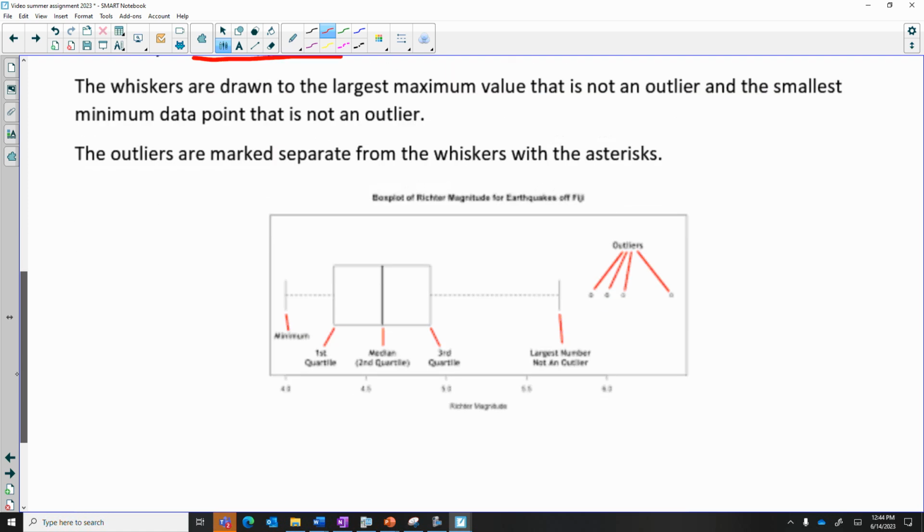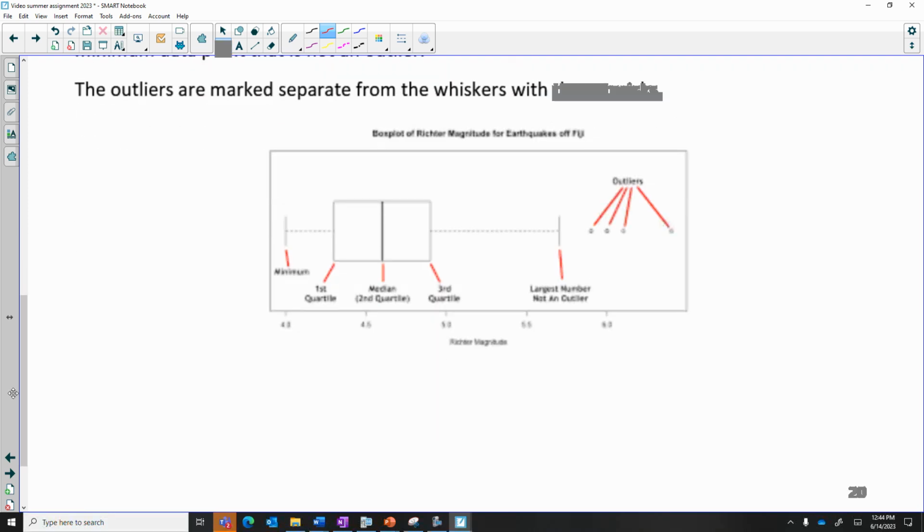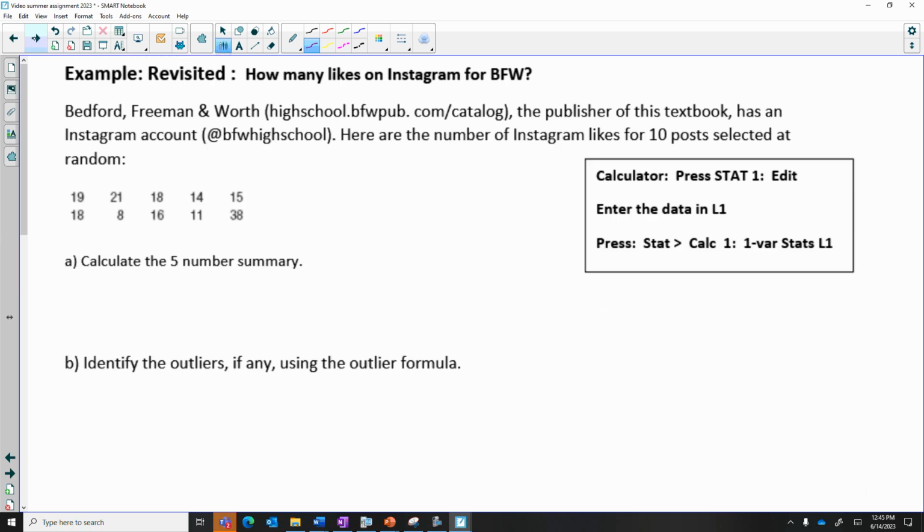You see this is the box plot, and then you see that the outliers are labeled here on the right, which I will highlight in purple. 1, 2, 3, 4 outliers here. And those outliers are separated from the whisker. What they do is they draw the whisker to the highest number that is not an outlier, so the largest number that is not an outlier, and then the lowest minimum that is not an outlier. So we are going to do one of these so you can see it in practice, okay?